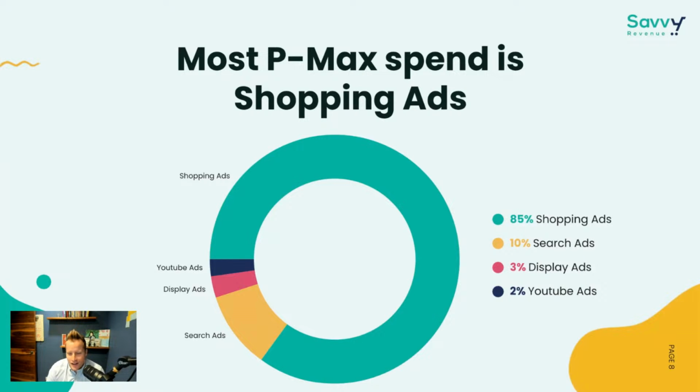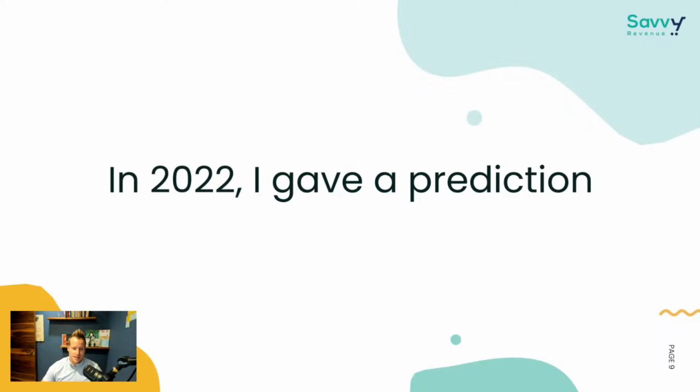But most PMax spend is in shopping ads. 85% of it is in there. So the whole goal of what we're talking about today is how can we actually get more out of the shopping spend? And sometimes the best way to do that is standard shopping.